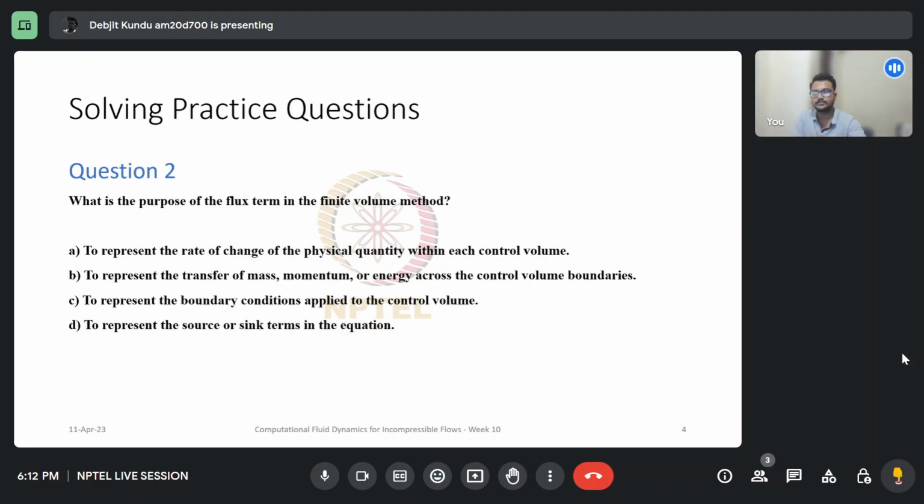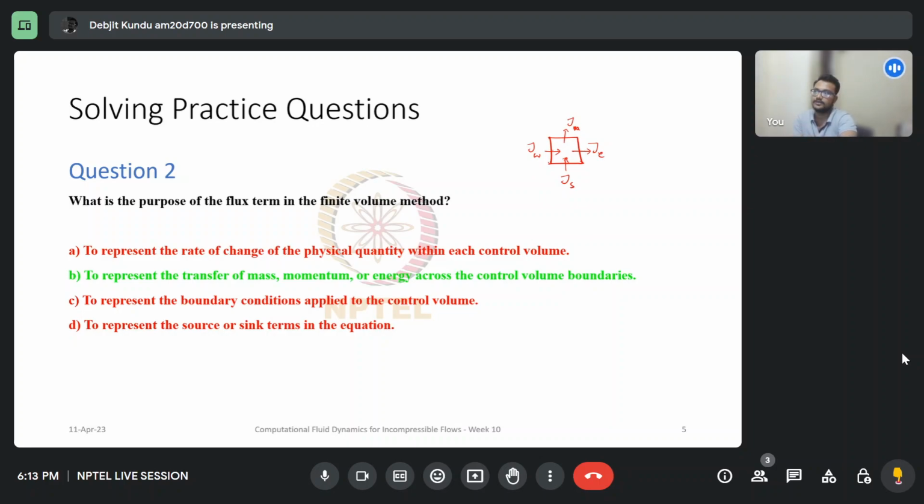So let's have a look at the solution. The solution is option B, to represent the transfer of mass, momentum or energy across the control volume boundaries. So if we have a two-dimensional control volume like this, and we draw, there are fluxes like this. So let's say this is JW, JE, there could be some JN, similarly JS. I'm drawing only the arrows representing the flux directions.